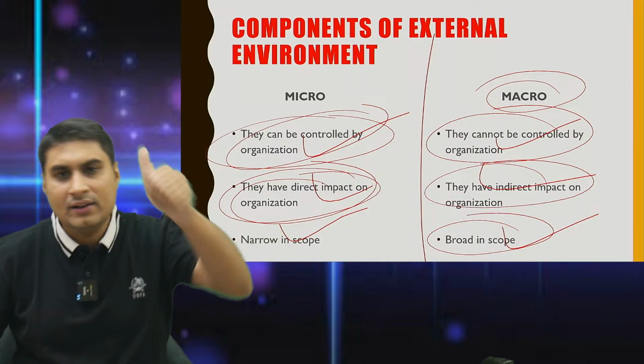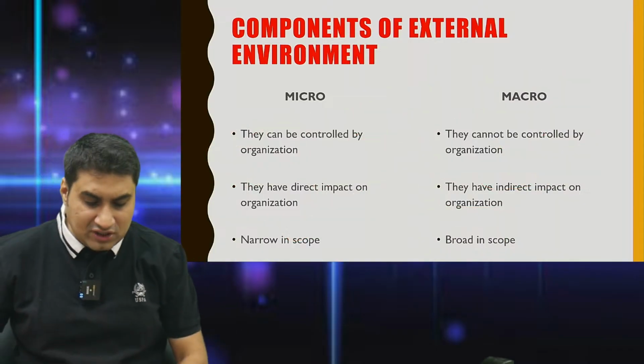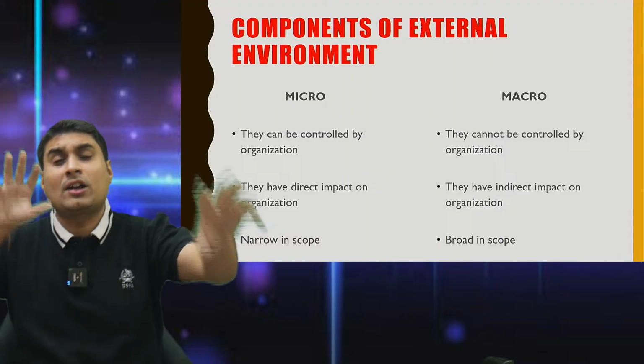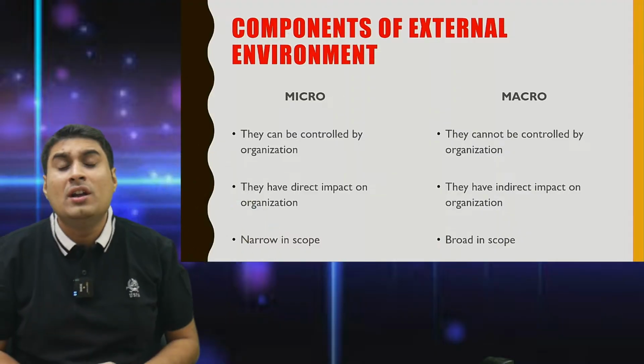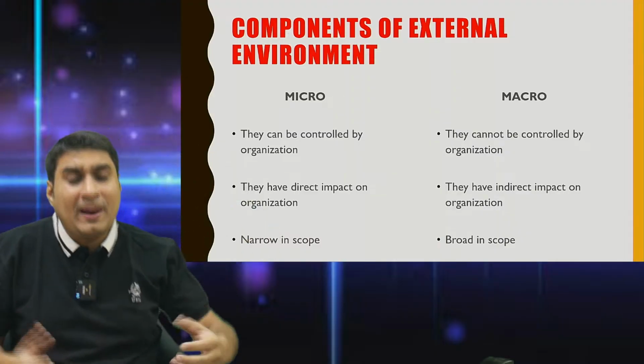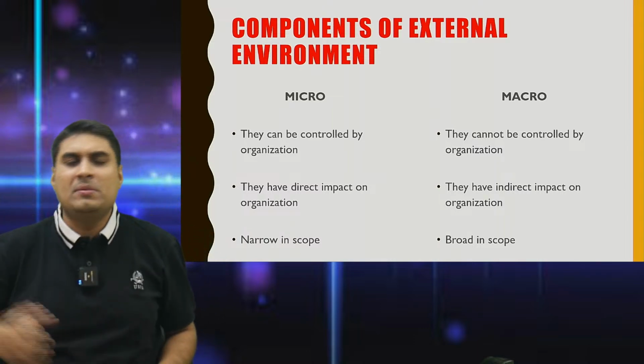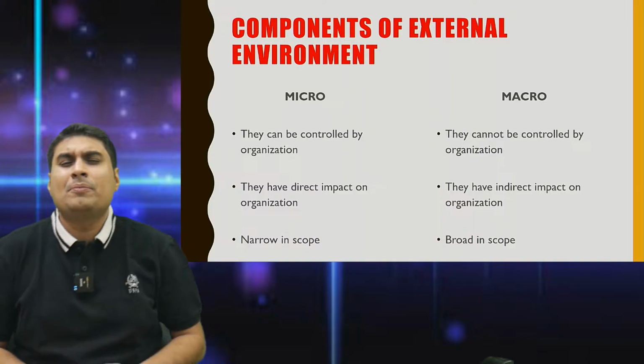One last time. 1, 2, 3, start. It's the starting of the chapter. Tell me, components of external are two: micro and macro. Micro can be controlled, okay. My customer, my supplier can be controlled. Macro cannot be controlled. Demographics, economic, of course. Are you clear? Come to second point.